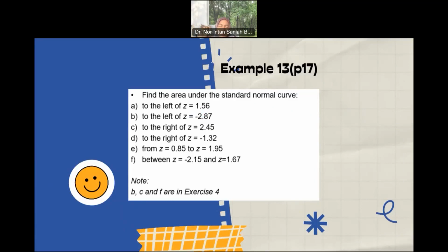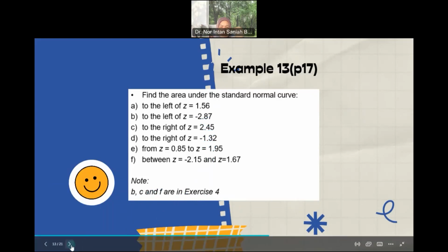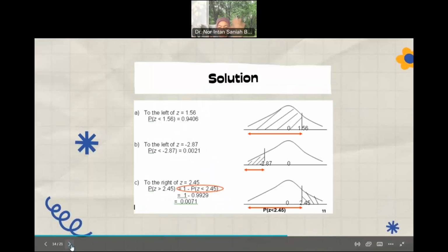Alright, so here it asks you to find the area. If you want to try, look at the next slide, do this one first. To the left of Z, equal to 1.56, negative 0.87, 2.45, negative 1.32. What do the notes here mean? B, C, and F are in exercise 4, the exercise 4 in that chapter, under 5B. Example 13 just rephrases the question from there. Okay, later you can check the solution here.